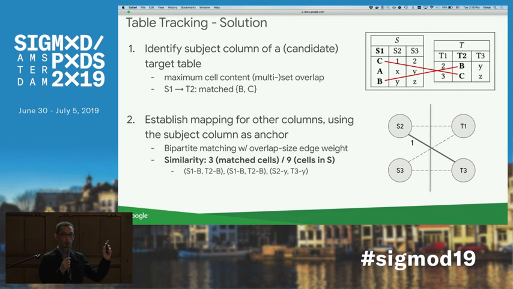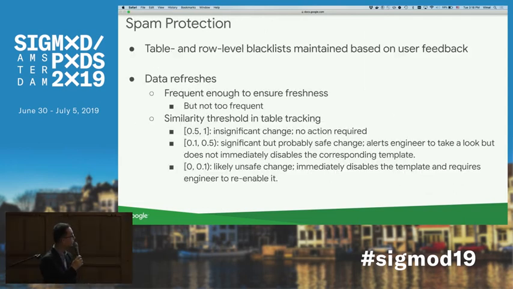In the interest of time, I'm not going to get into this part. This is basically the algorithm. The details are in the paper, how we actually use a subject column as the anchor and then map to the other columns for the matching purpose, right? Okay. We do some spam protection as well.